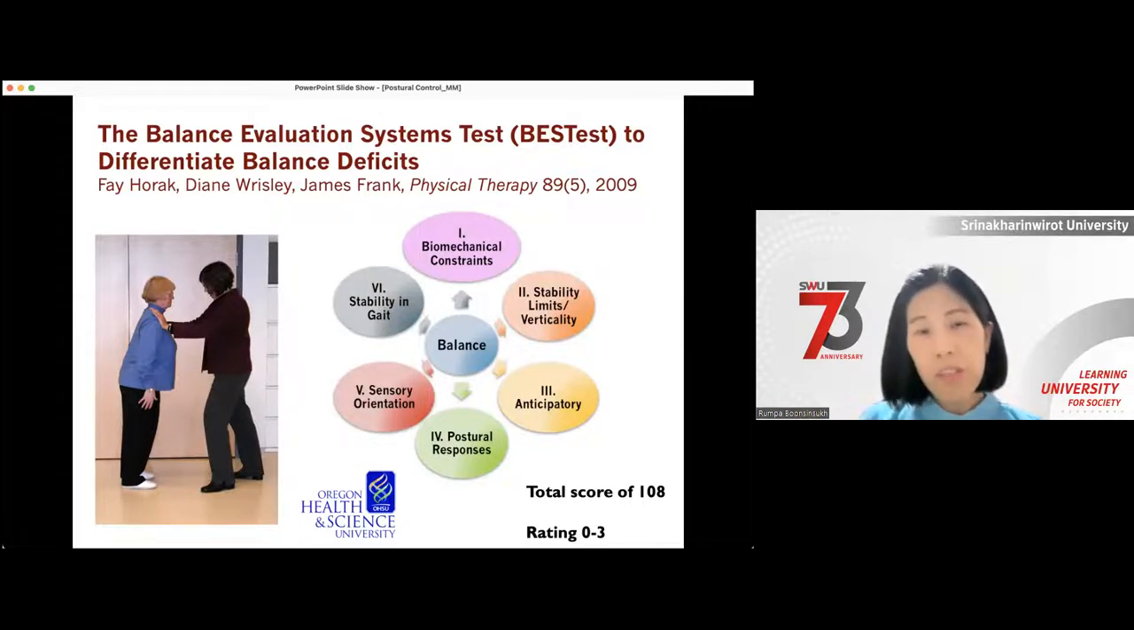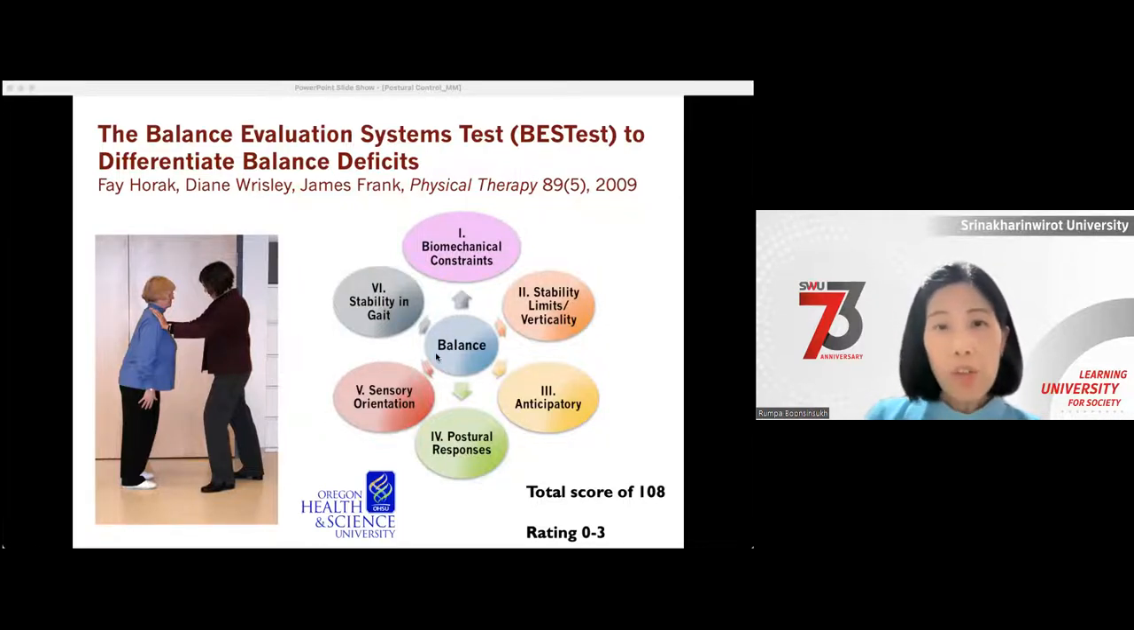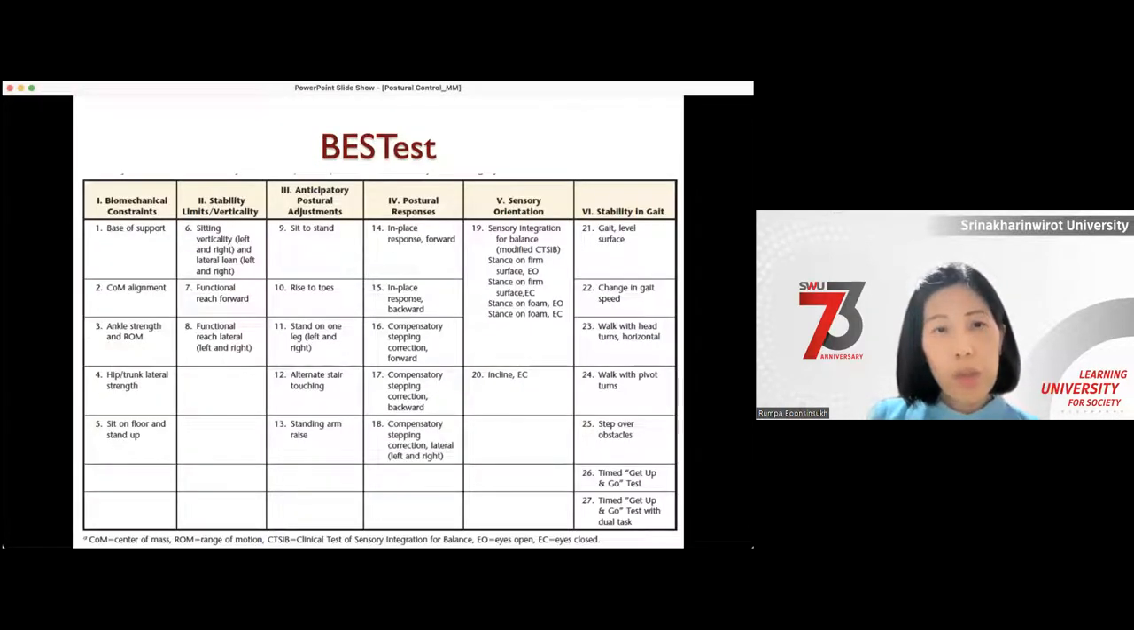She developed this clinical tool because she knew that at present there is no one clinical tool that can differentiate the impairment of a postural control system. So in the BEST test, there are six domains that are used to assess the balance system of different types of population. Okay, so let's look into the detail. There are six domains of the BEST test.